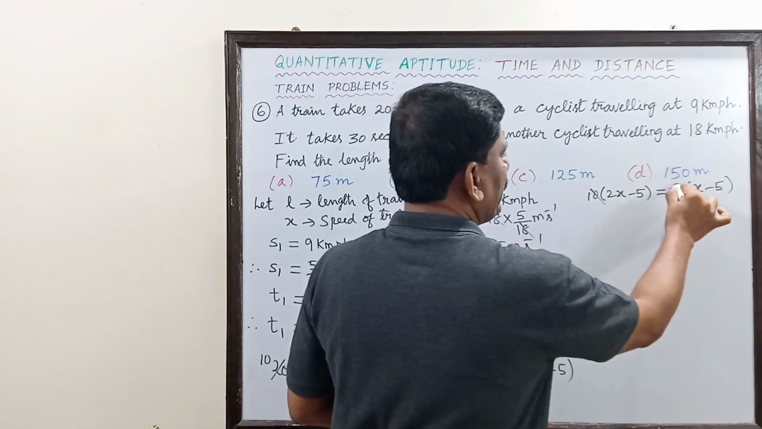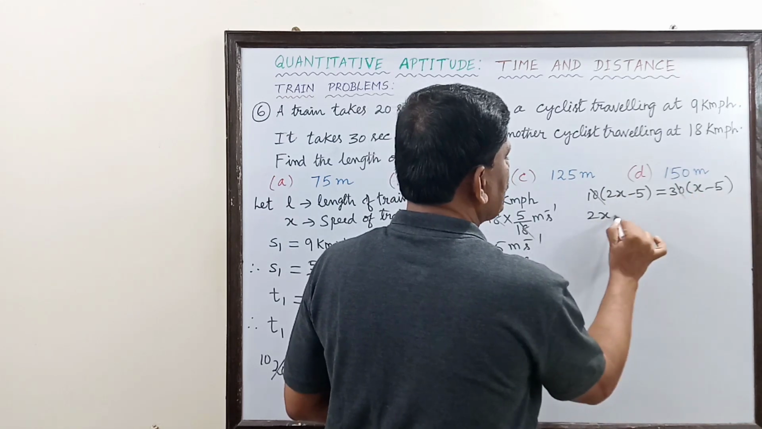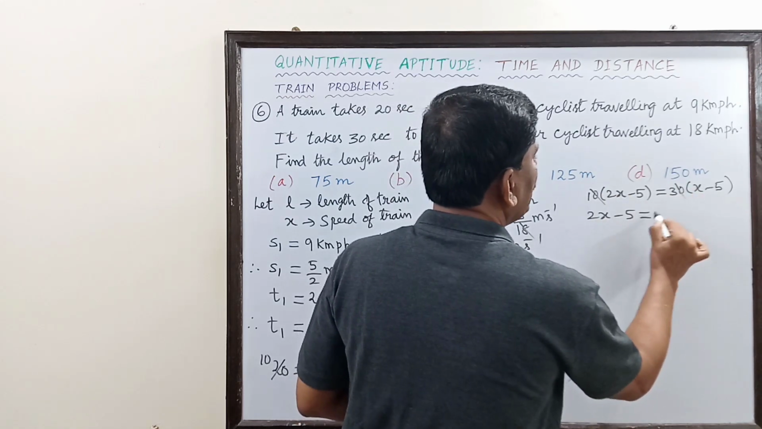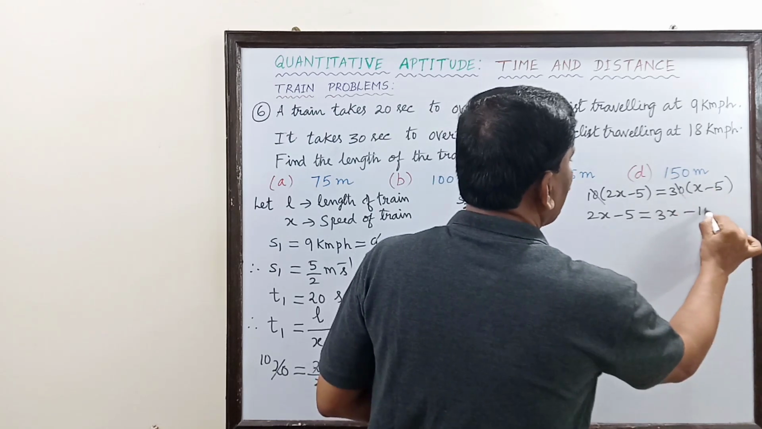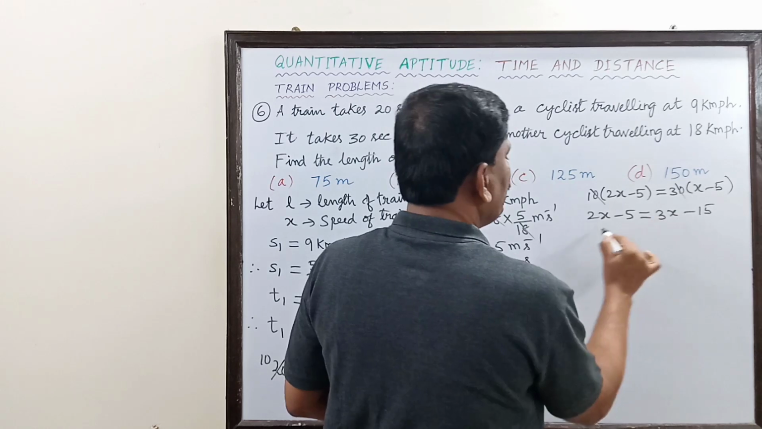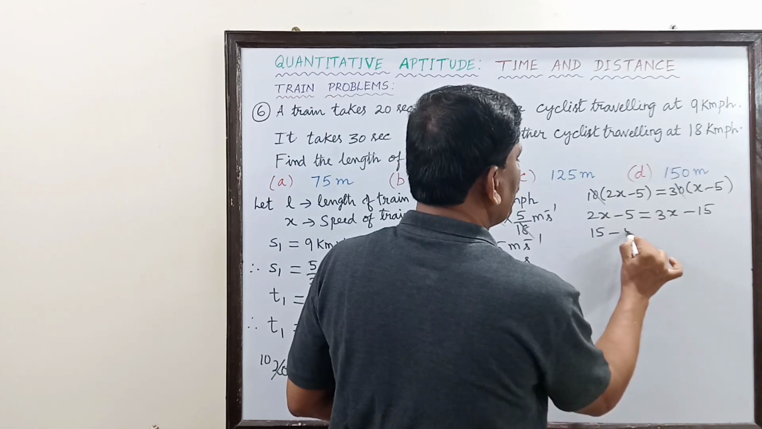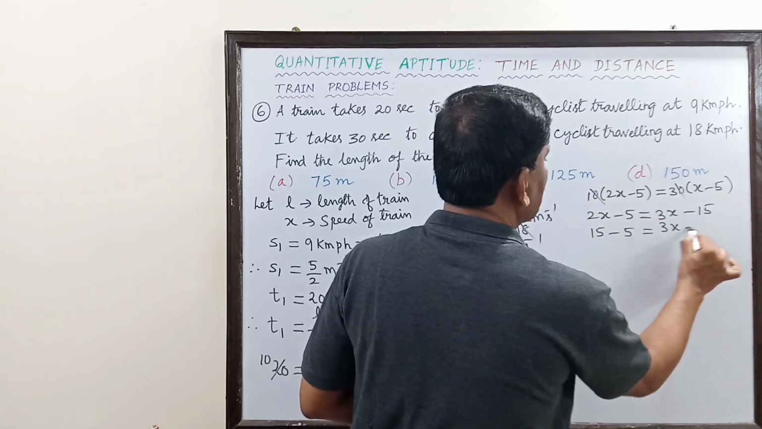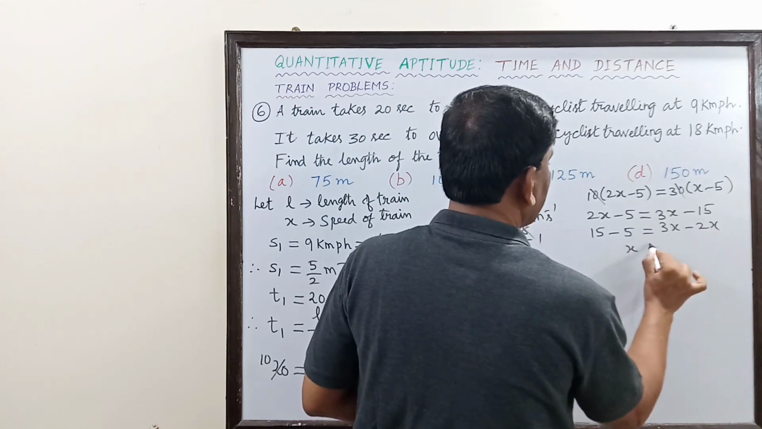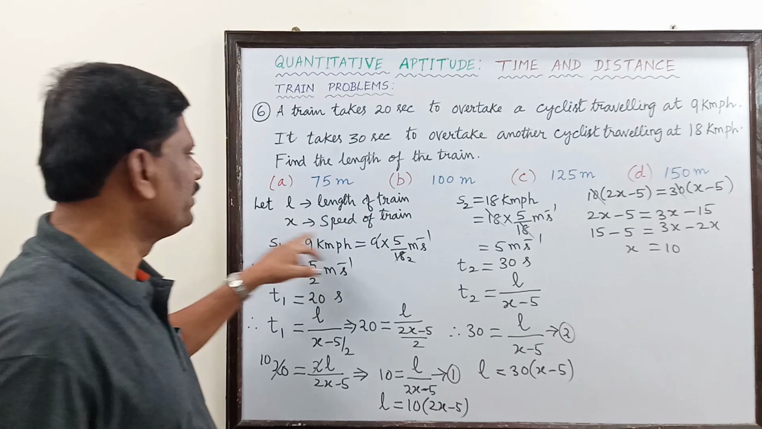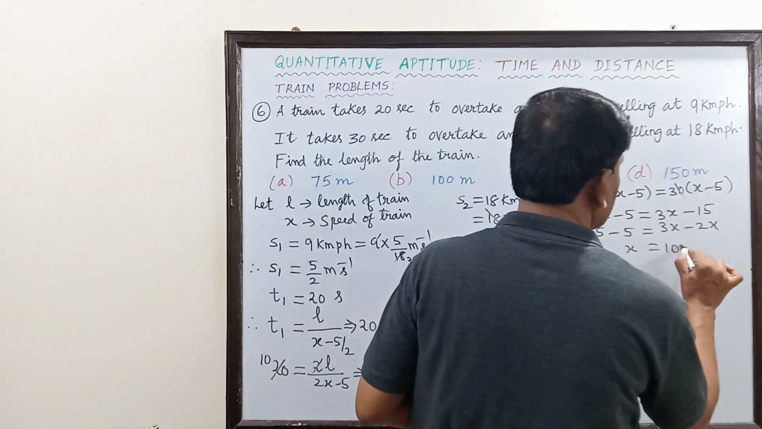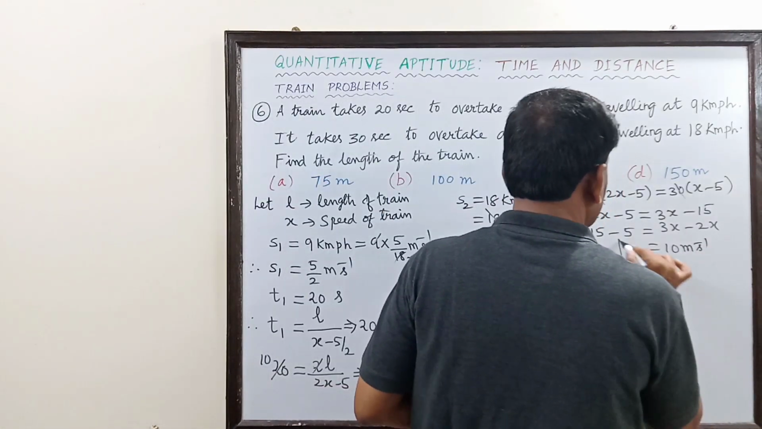So this 0 can be cancelled. So 2x minus 5 is equal to 3 into x, which is 3x, minus 3 into 5, which is 15. So this 15 comes to the left hand side. 15 minus 5 is equal to 3x minus 2x, so x is equal to 10. What is x? It is the speed of the train. So the speed of the train is 10 meters per second.